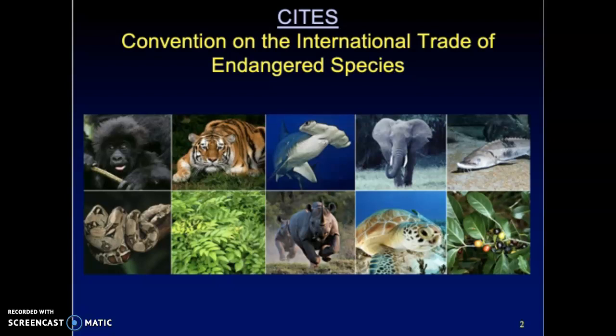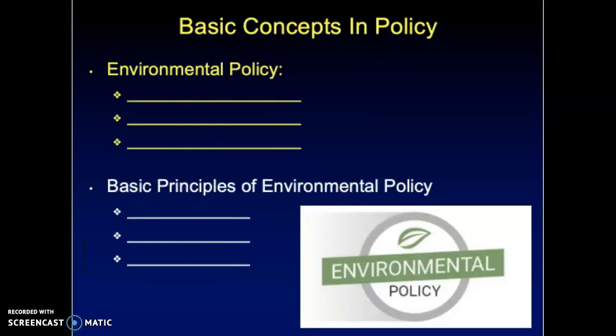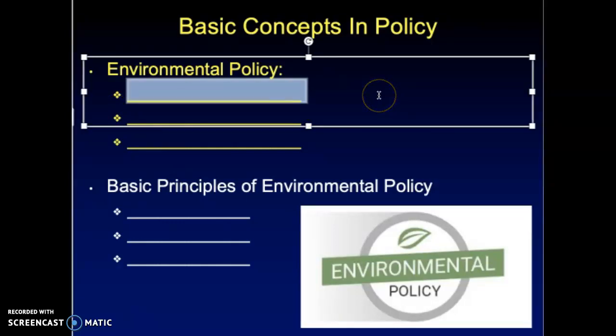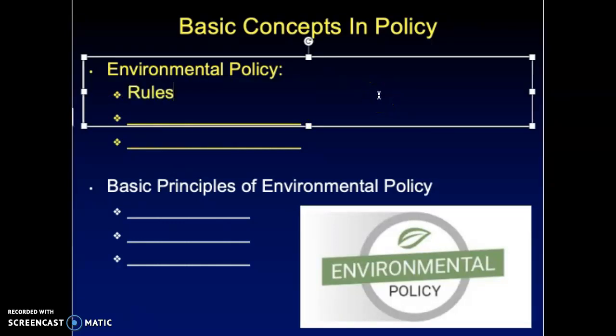So, all right, so we got CITES. We understand that there are some species that are going to be challenging to work with, to trade, to move, etc. But what we want to look at is some of the basic concepts in environmental policy. What are we trying to achieve when we create environmental policies? So one of the first things with environmental policy is establishing the rules and regulations associated with the policy.